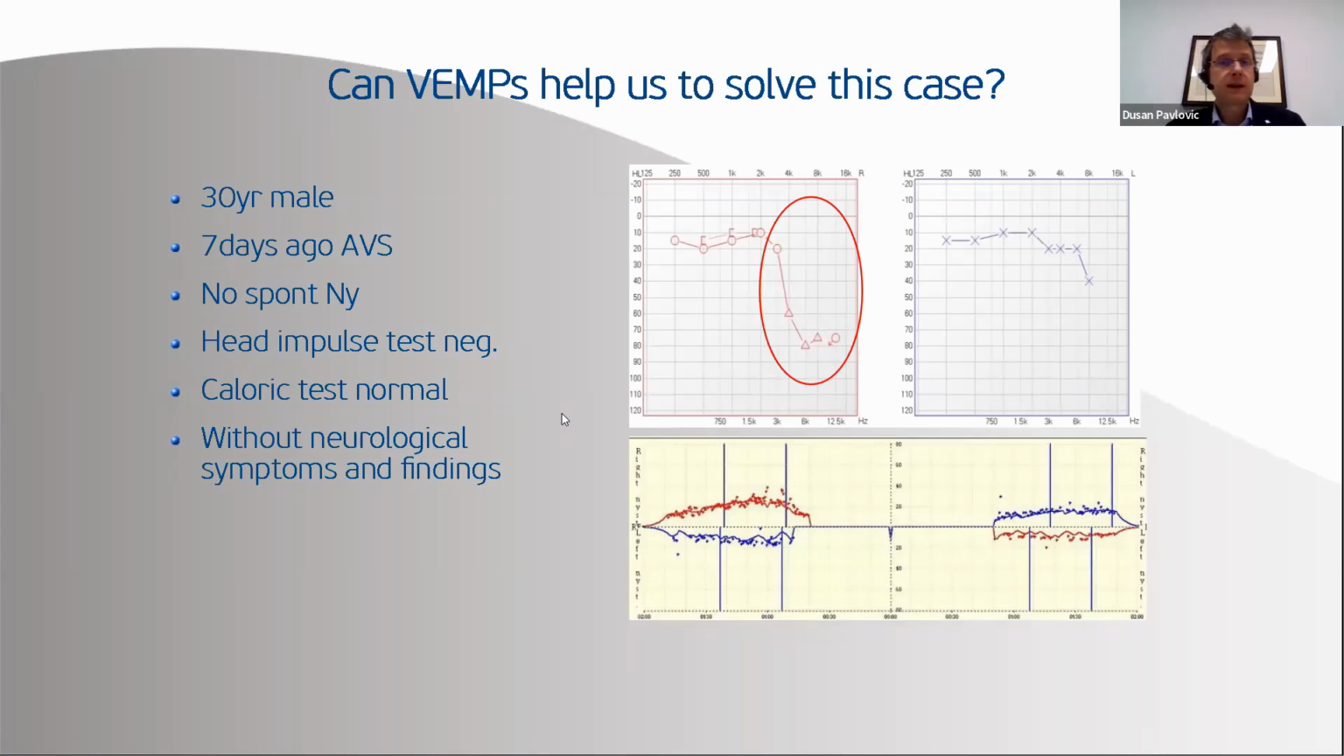Here is another case. This is a young male, 30 years old, also presenting with acute vestibular syndrome. It started 7 days ago. No spontaneous nystagmus. Function of horizontal canals was normal, head impulse test normal, and caloric test, as you can see here, pretty much symmetrical response. No signs of central vestibular pathology. And you see hearing, a drop in the high frequencies at the right side, not normal for a 30-year-old male.